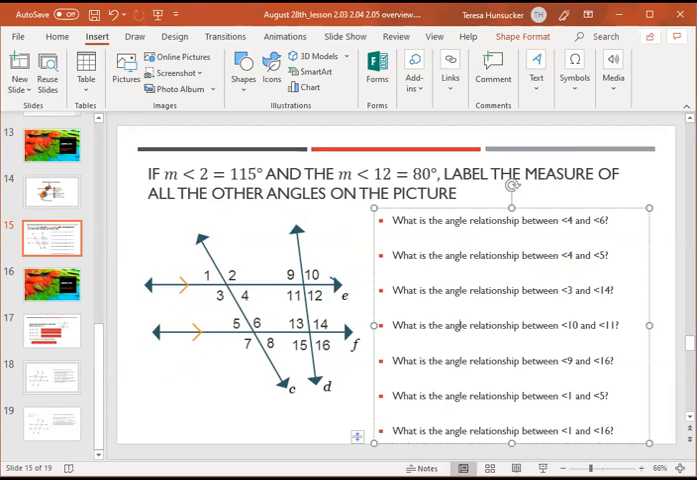All right, are you ready? It does give us some information. Angle 2 is 115 degrees, so I'm going to label it. All right. And then angle 12 is 80. 12 is 80, so let me get an 80 in there. And that's all you're given.